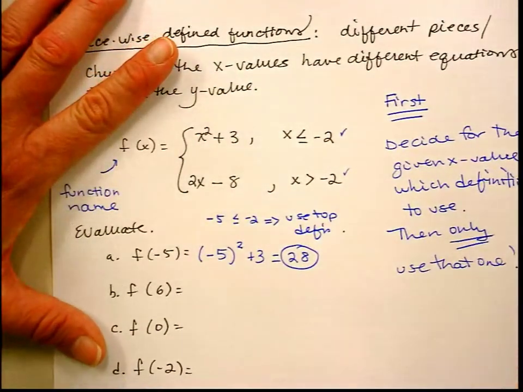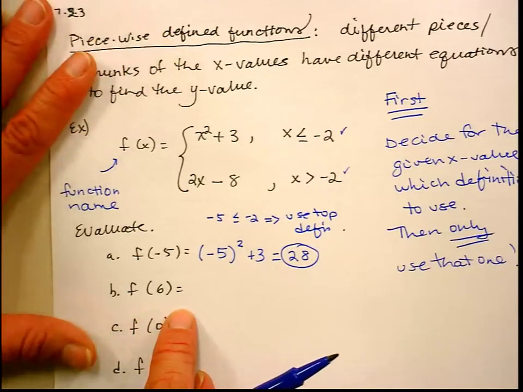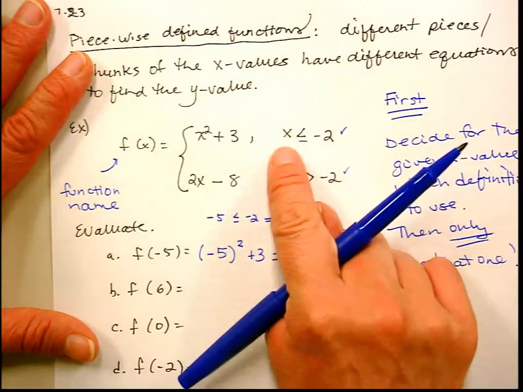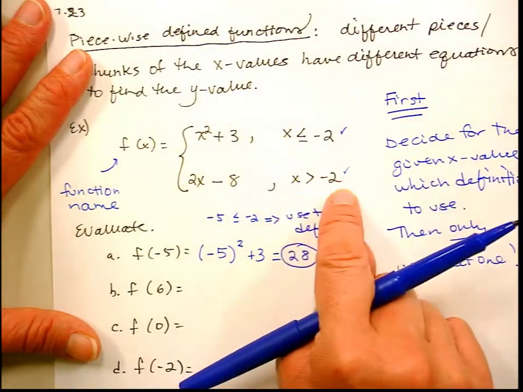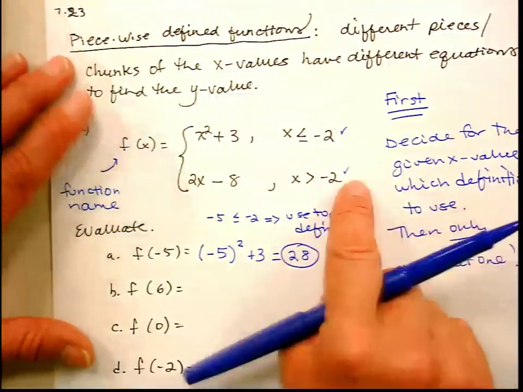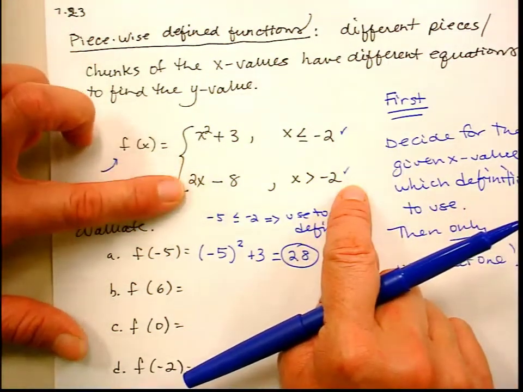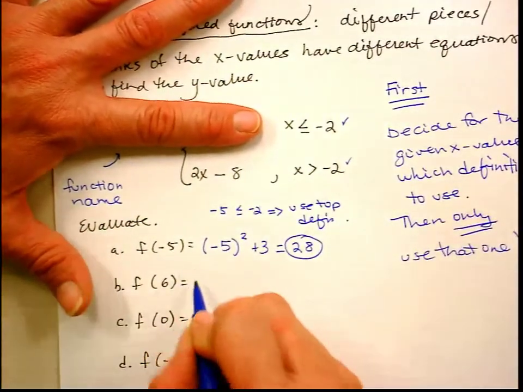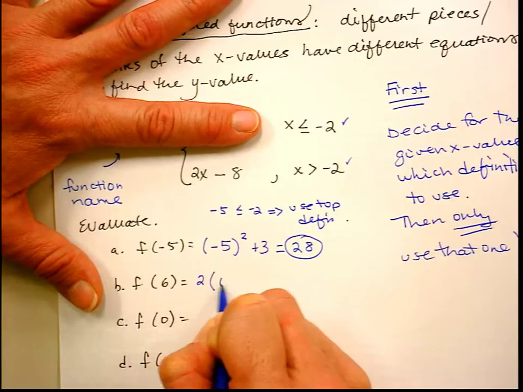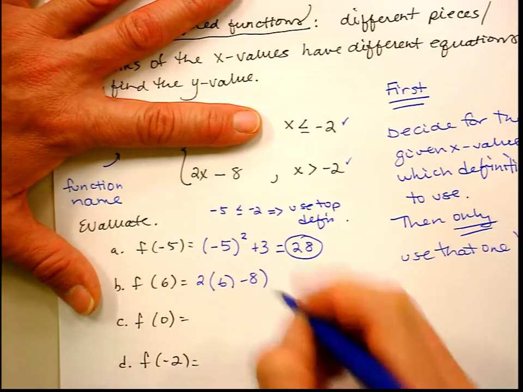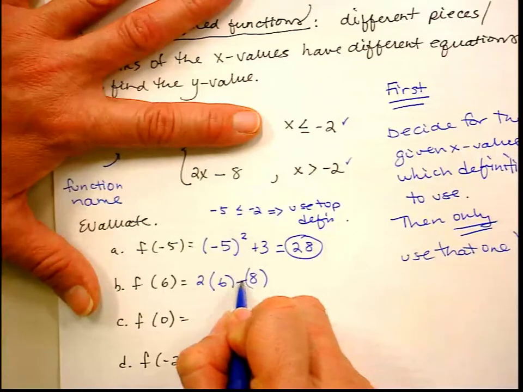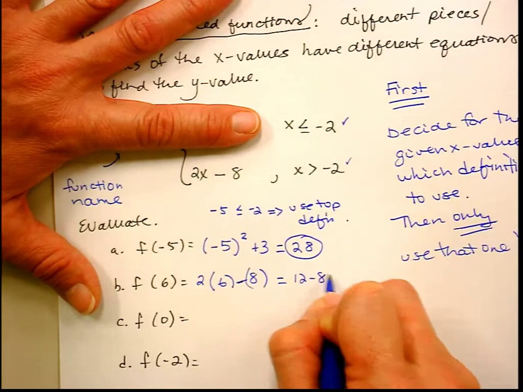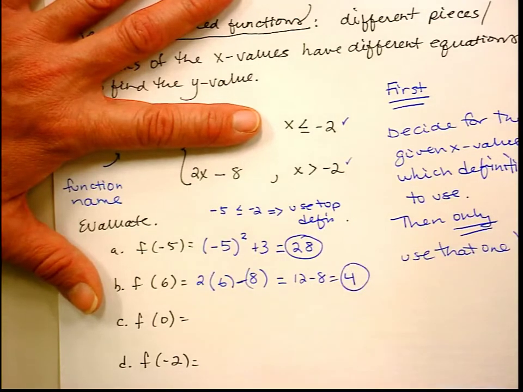That's it. What about the next one? f of 6. Where does 6 fall, into the top category or the bottom category? Is 6 less than or equal to -2, or is 6 greater than -2? It's greater than -2, so we use the bottom definition, and only that. So we'll cover up the top one so I don't feel tempted by it. So 2 times 6 minus 8. Oh, extra parenthesis there. So 2 times 6 is 12, minus 8 is 4, and that's it.